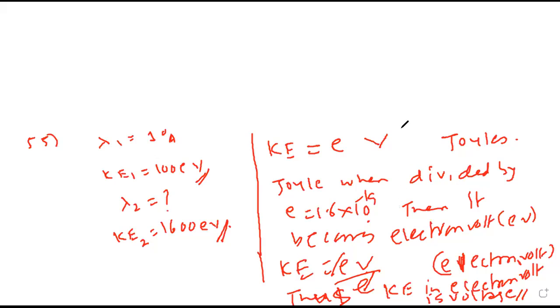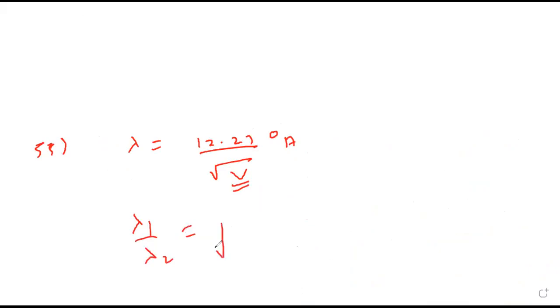Now tell me, what is the wavelength associated with an electron when it is accelerated in a field of potential V? 12.27 upon root of V angstrom, correct? But V is the same as kinetic energy in electron volt. So lambda 1 by lambda 2 is root of V2 by V1. First wavelength is given as 1 angstrom. Second we have to calculate.